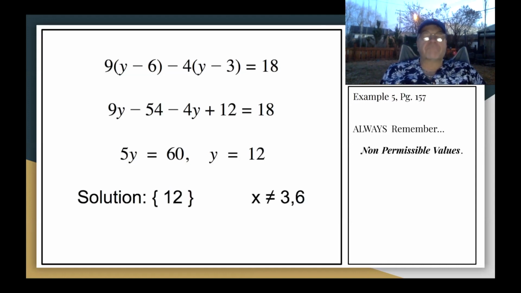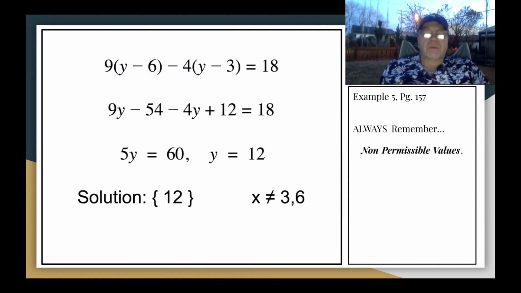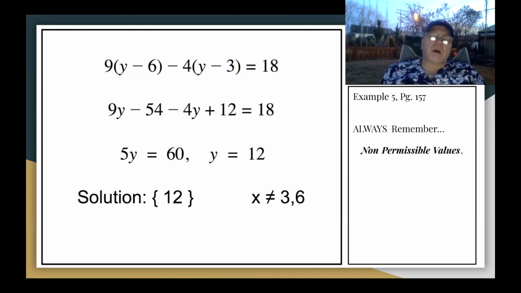Non-permitted values, yep, there's a couple, because you had the y minus 3 and a y minus 6 in the denominator. Y may not equal 3 nor 6. There is your final answer.